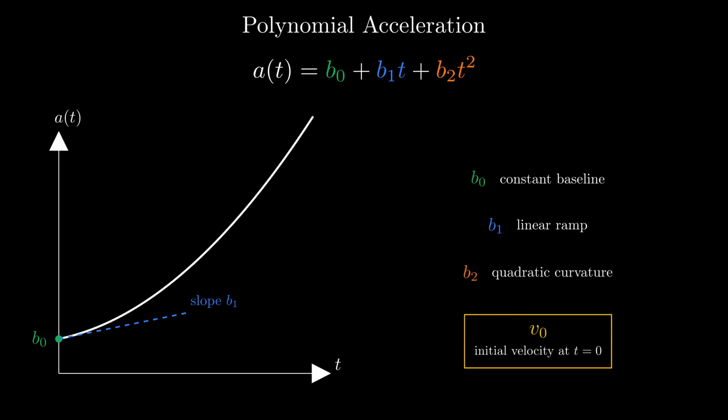Let v0 be the initial velocity at t equals 0. We integrate this expression to find velocity, then integrate again to find position. The change in velocity equals the integral of acceleration over time. So v of t minus v0 equals the integral from 0 to t of a of t prime dt prime.